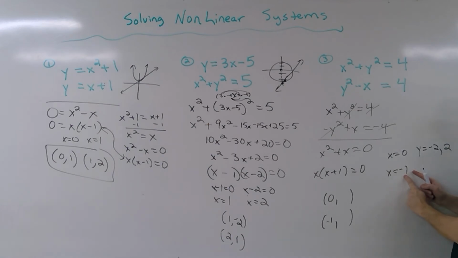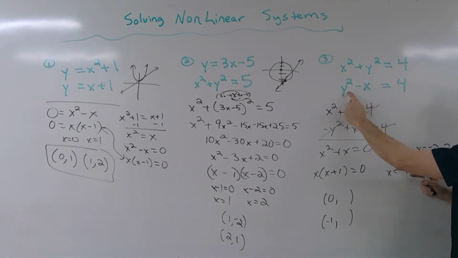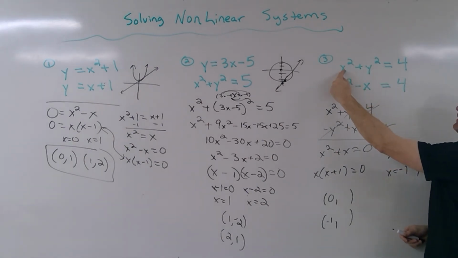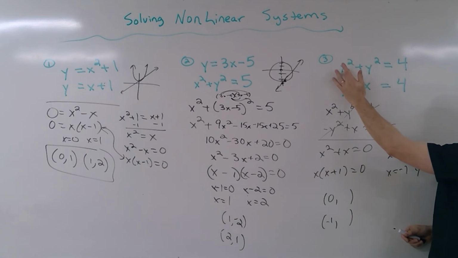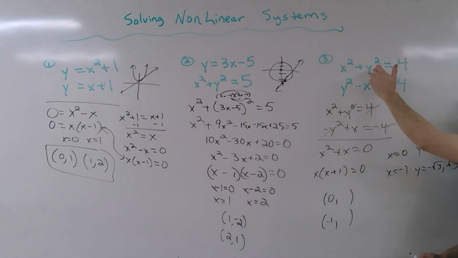When I plug in -1, let's see what happens. If I plug in -1, that's y squared plus 1 equals 4, or y squared equals 3. So if y squared equals 3, y could equal negative square root of 3 or positive square root of 3. Same thing for the first equation. When I plug in -1 for x, I get 4 minus (-1) squared, and remember, negative 1 squared is 1. So that's, again, y squared equals 3. So y would equal plus or minus the square root of 3.